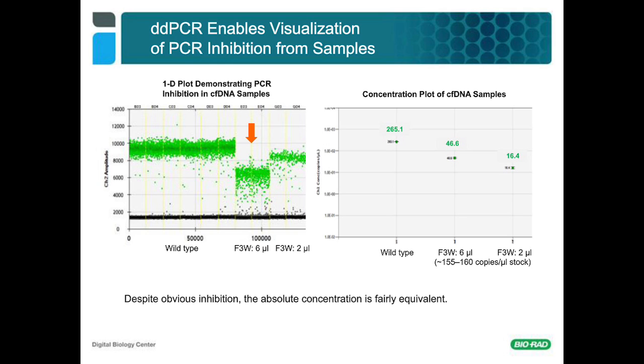As you can see, our samples loaded at 6 microliters and at 2 microliters showed consistent concentrations by back calculating about 150 to 160 copies per microliter of the stock.